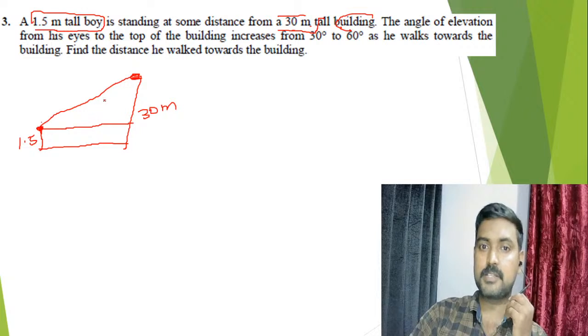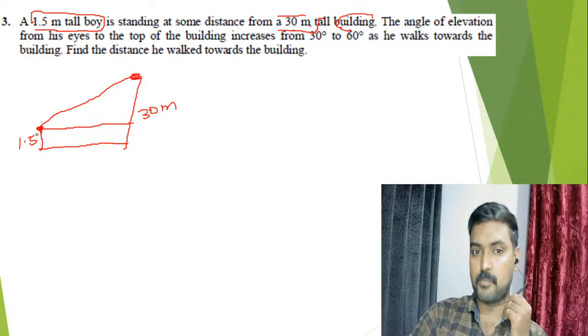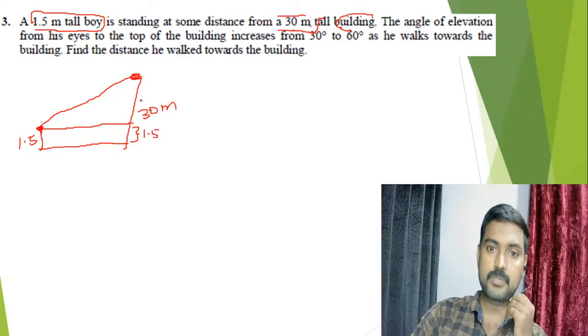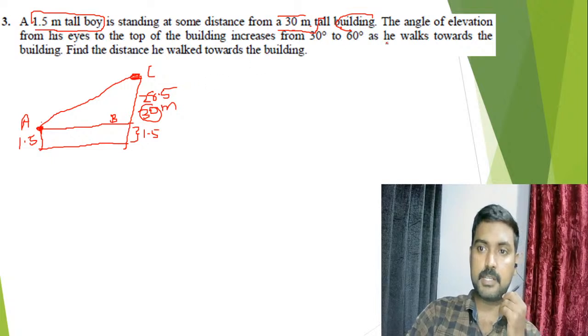So my dear students, we can understand this is 1.5. So this will also be 1.5, you know? This also 1.5. So what will the balance be? It is the portion of the right angle triangle, 28.5. Because 28.5 and 1.5 will get this total 30 meter height of the building. So we can give the name to the triangle ABC.